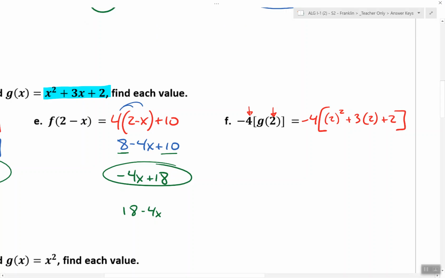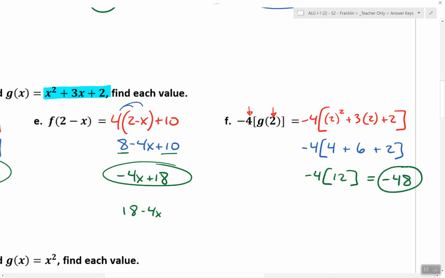So let's simplify a little bit before we multiply by negative 4. So 2 squared is 4. 3 times 2 is 6. We still have a 2. Can actually do one more round of simplifying. 4 plus 6 is 10, plus 2 is 12. So our solution here is negative 4 times 12, which is negative 48.